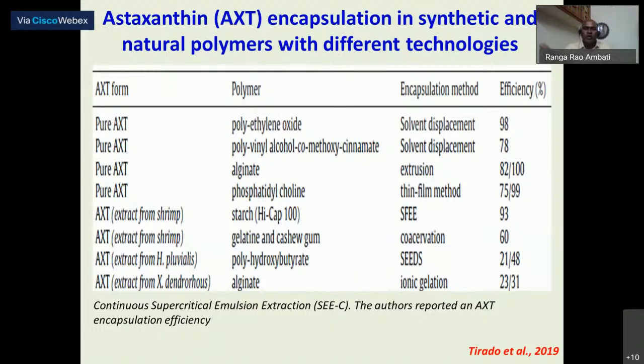So the efficiency is very high when they use solvent displacement with polyethylene oxide, and then you can see supercritical fluid extraction, where they use starch as a polymer. And look here at some of the alginate, when they use the alginate. So these are the efficiencies of this encapsulation technology when you use different polymer materials and different encapsulation processes. Next slide, please.